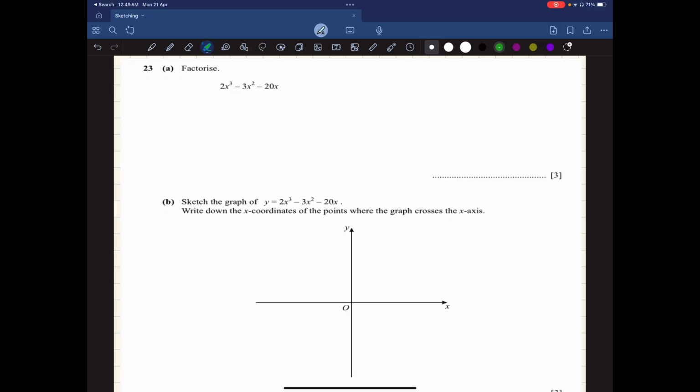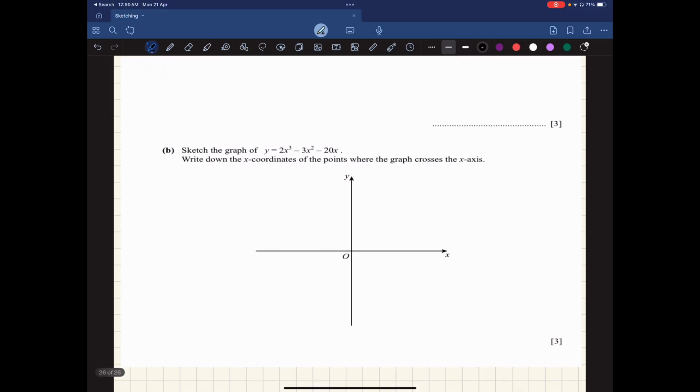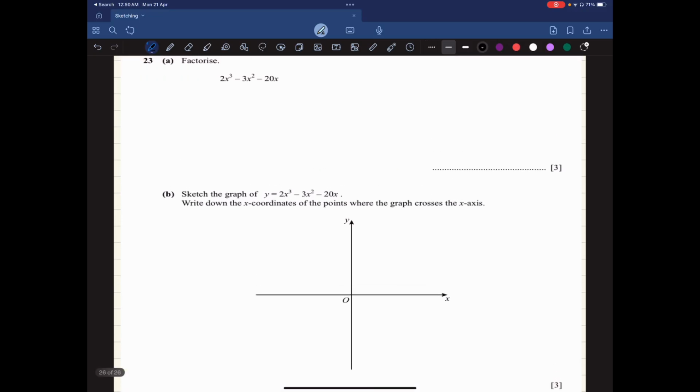Okay, let's do it. So it is basically a 6-mark question and very easy 6 marks to score. Factorize this cubic expression. Basically, this will help you complete part B later. So it just builds up.